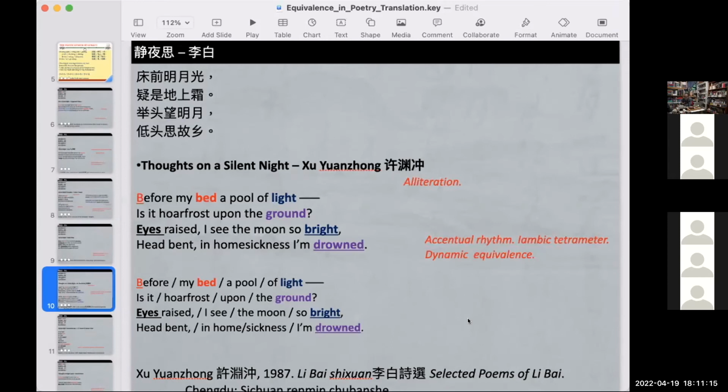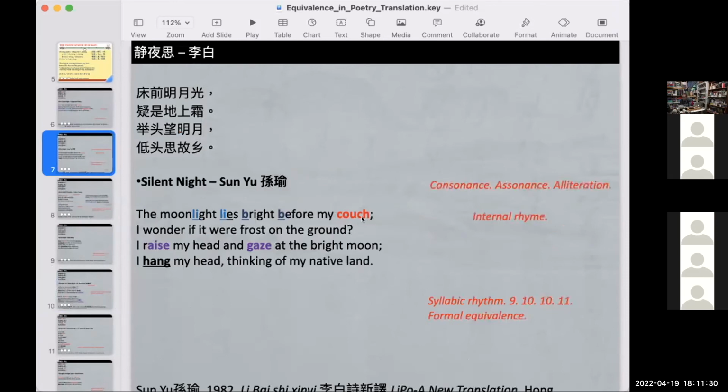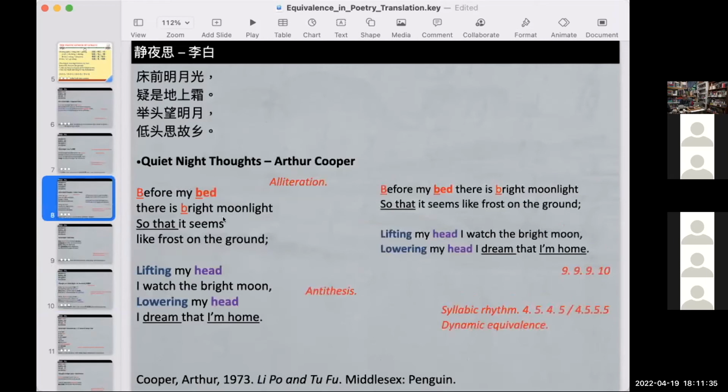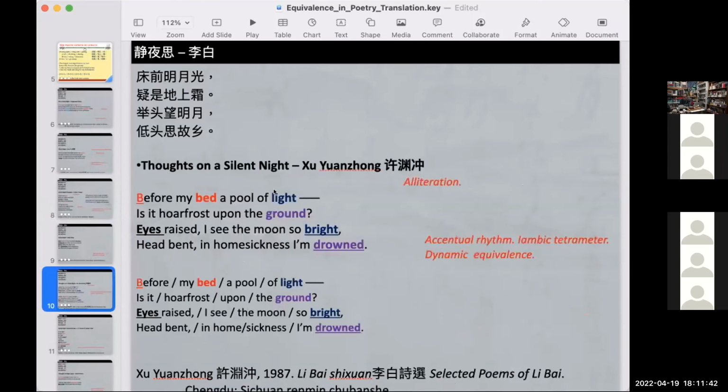Do you notice something? This is the first poem that has end rhyme, right? All the other versions, none of them has end rhyme, none. Couch, ground, moon, home, no end rhyme. Couch, ground, moon, land, no end rhyme. Bed, moonlight, seams, ground, head, no end rhyme. Streams, covered, sea, no end rhyme. This is the only one. Light, bright, ground, drowned. So there is a rhyme scheme. The rhyme scheme is A, B, A, B.